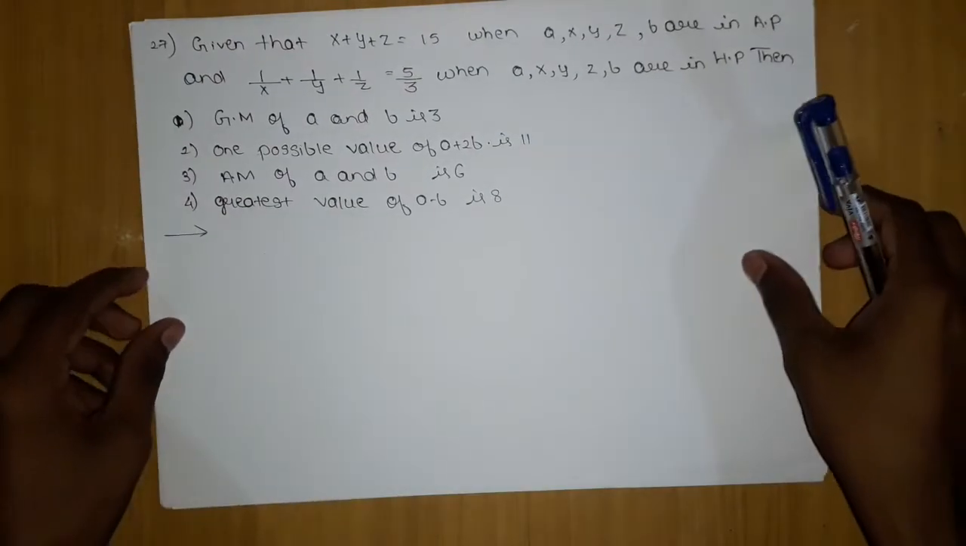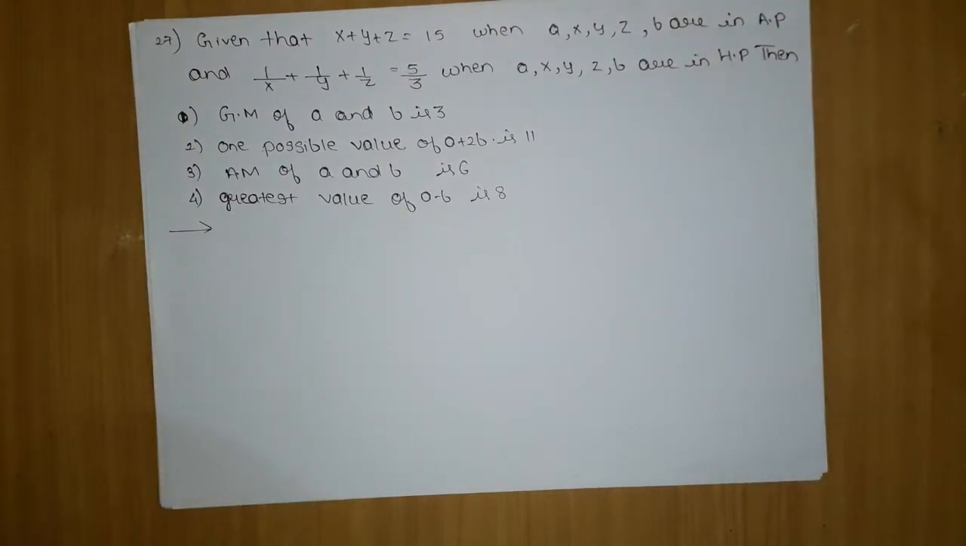Now let's move on to the next problem. The next problem, let me get the page. Okay, so this is the next problem, which is telling given that x plus y plus z is equals to 15 when a comma x comma y comma z comma b are in AP, and 1 upon x plus 1 upon y plus 1 upon z is equals to 5 by 3 when a comma x comma y comma z comma b are in HP, then GM of a and b is 3.